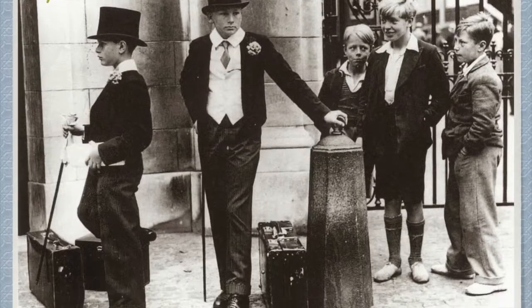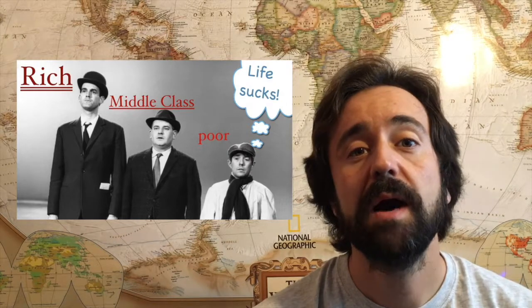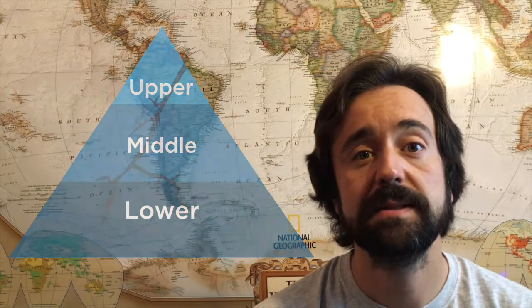The class system. The French Revolution altered the society, but it was actually during the Industrial Revolution that society was profoundly changed. From states determined by birth, now we will have social classes determined by wealth. Now we have three social classes: the upper class, the middle class, and the lower class.